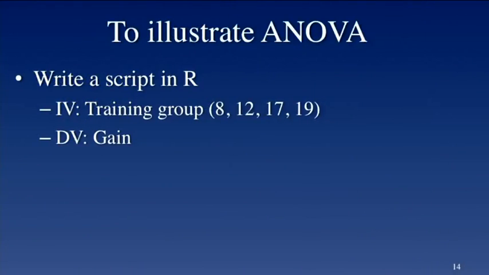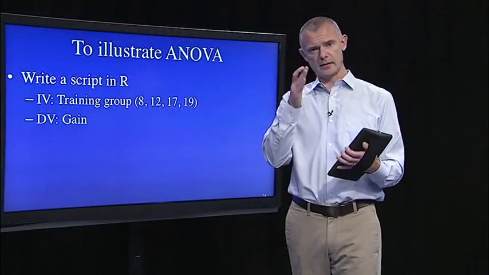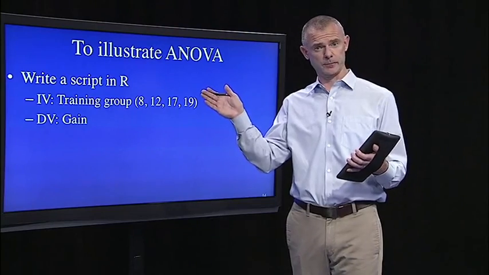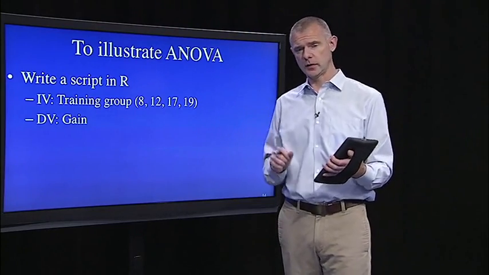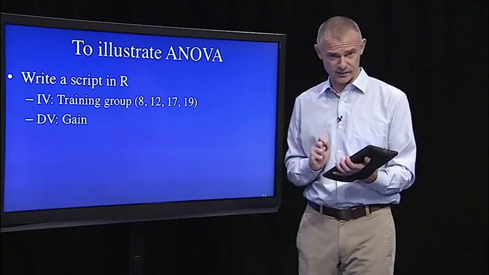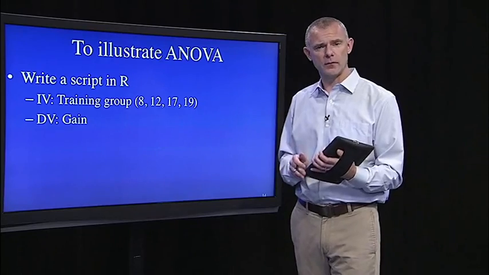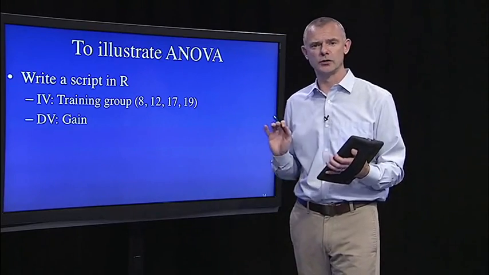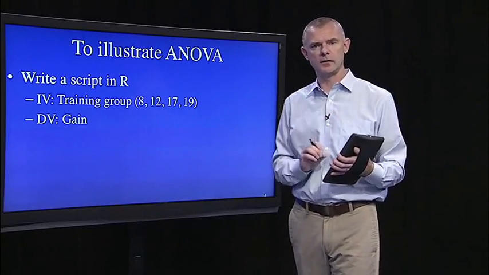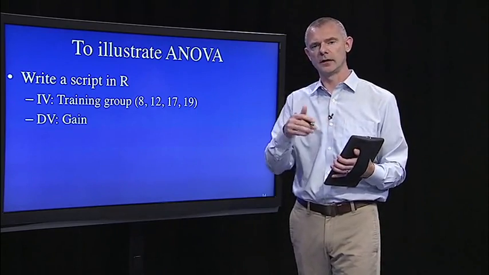And then finally, to illustrate an ANOVA, we need more than 2 conditions, right, to really illustrate the power of ANOVA. We'll use that number of training sessions manipulation. So there we have 4 groups, and again, we'll just use gain as the DV. So that's just the review of the example and how we're going to approach the data as we write these scripts to do t-tests in R in the next 2 segments.